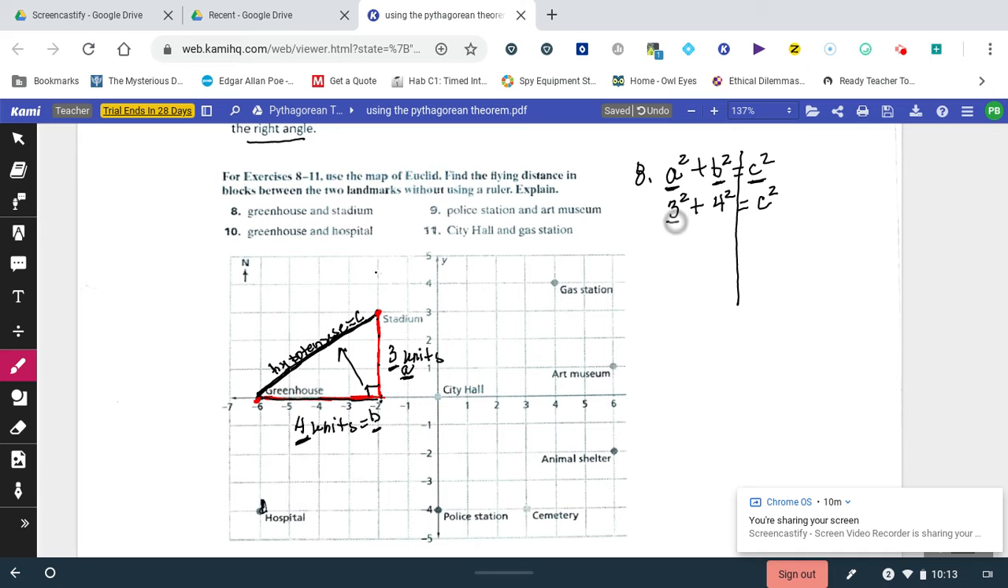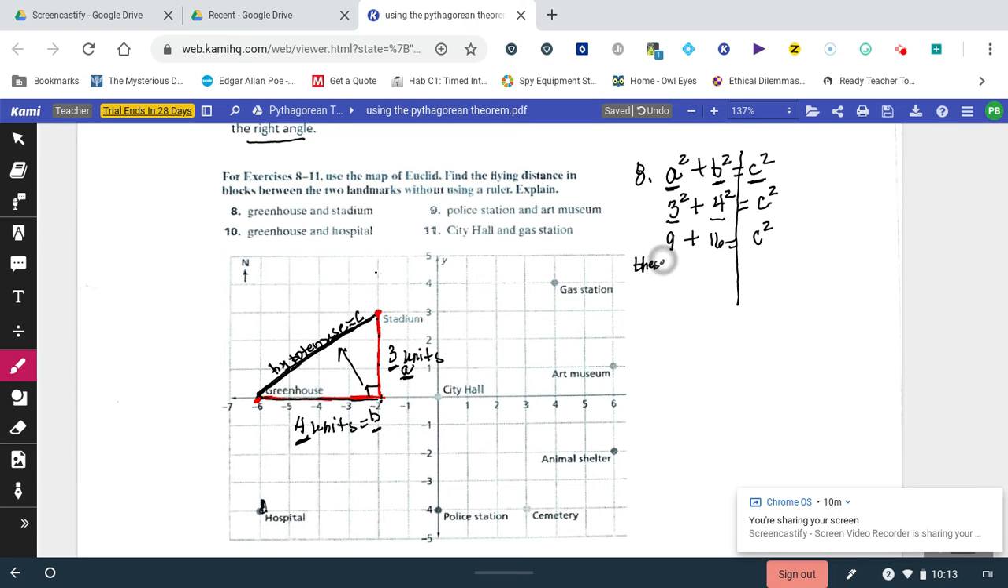What's 3 squared? Well, 3 squared is 9. Plus, what's 4 squared? 4 squared is 16. Equals... bring down your C squared. We don't know anything about it yet. But I do know that this 9 and 16 represent the areas of the squares on the legs.